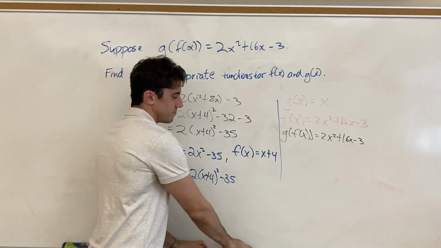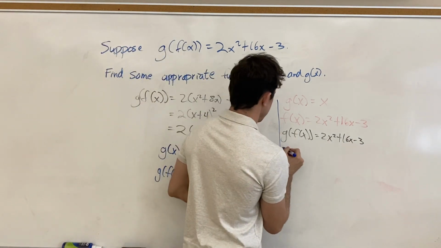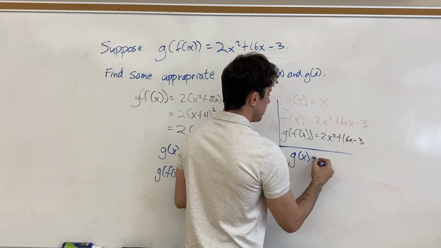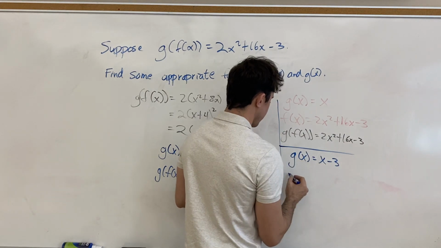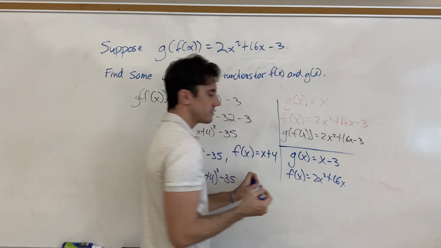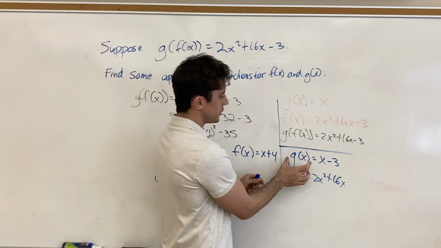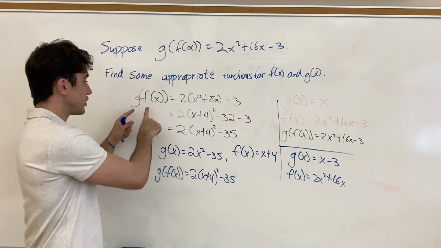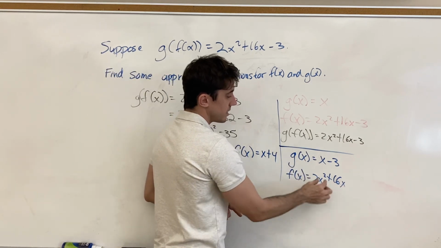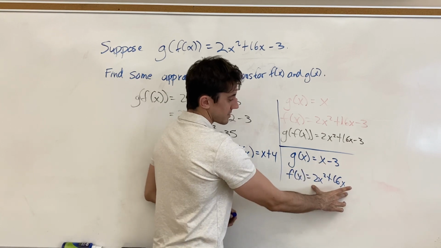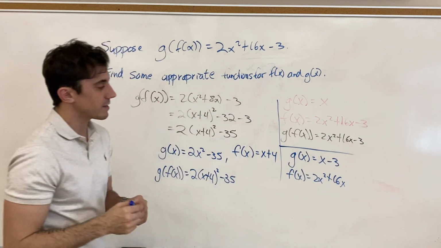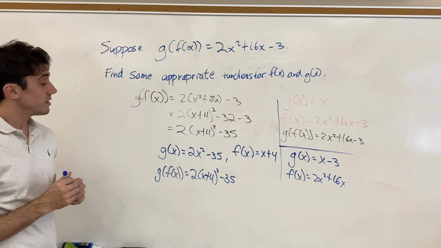Another possibility that one of my colleagues presented to me was to have g of x be x minus 3 and having f of x being 2x squared plus 16x, right? Another example of g of x becoming g of f of x means we replace the x in g of x with the entire f of x. So we replace the x with all of 2x squared plus 16x, and so this becomes that, and so we get back 2x squared plus 16x minus 3 right away. Fairly straightforward. So these are just 3 possibilities.